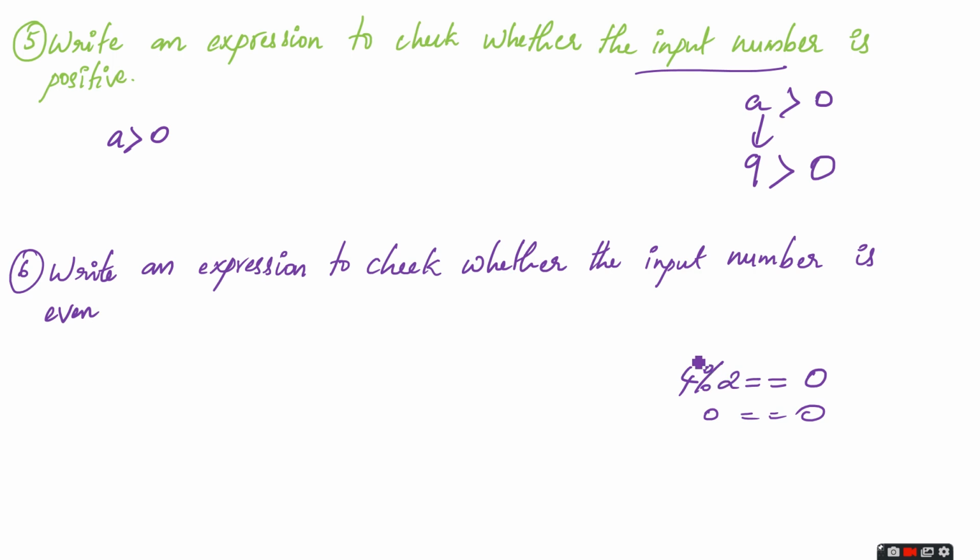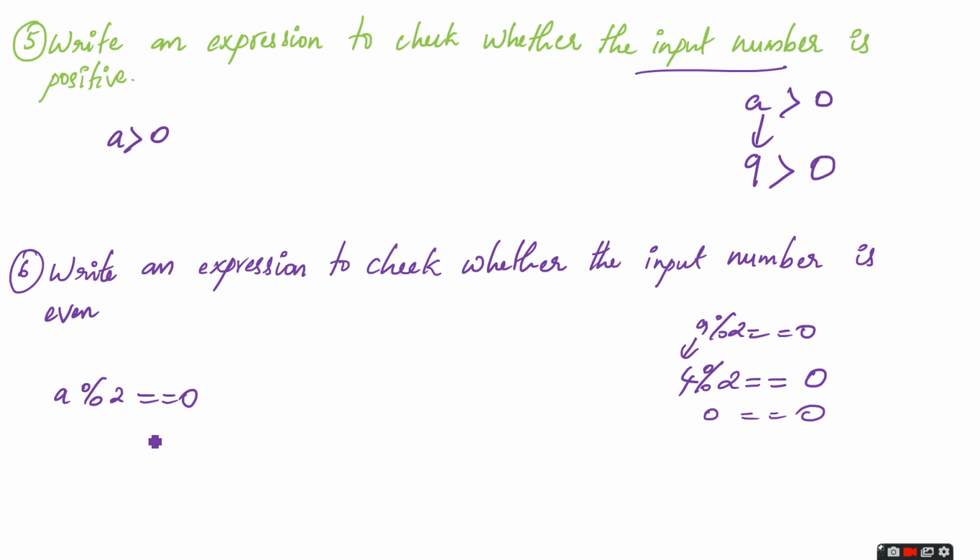In order to input the number 4, I can take a variable a. Then it is easy to write the expression. See here, when a is divided by 2, it should be equal to 0. So the answer is a mod 2 equal to 0.